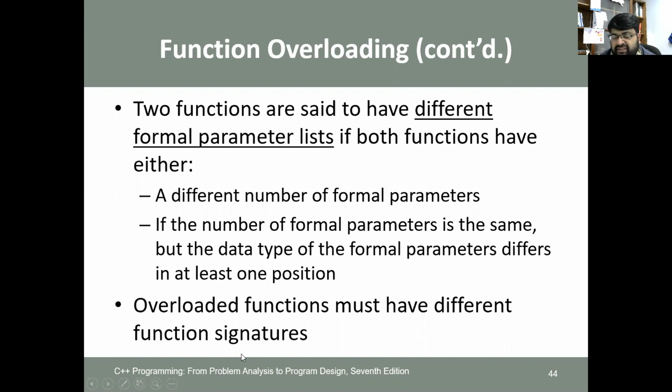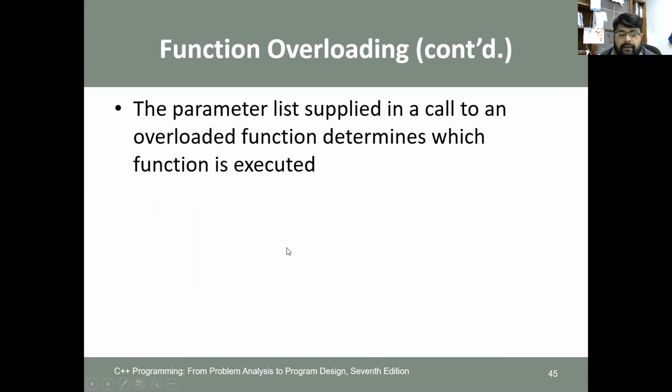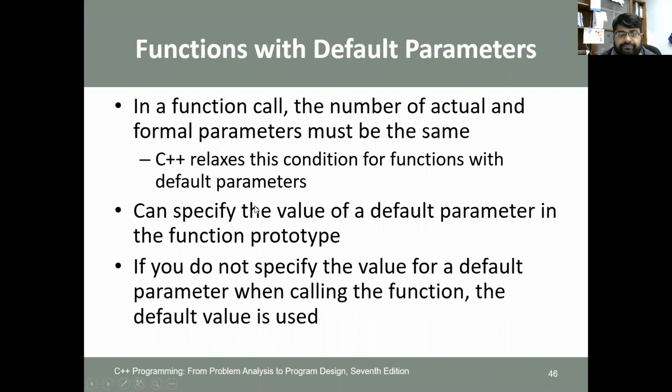Notice again that this is function signature and not function prototype. Function prototype would have asked for a return value as well. A different return value thus means that we can still not access these. Okay, so functions with default parameters.